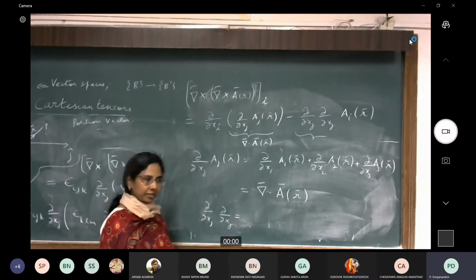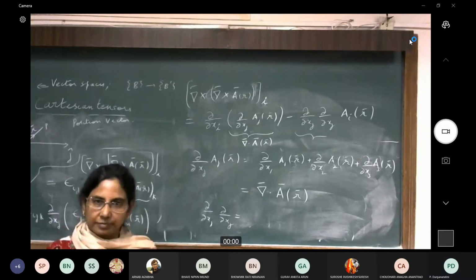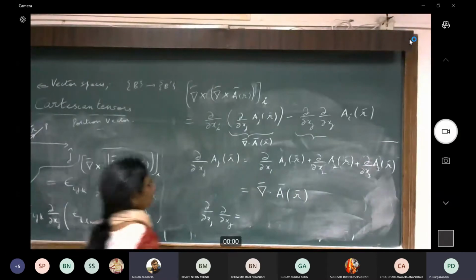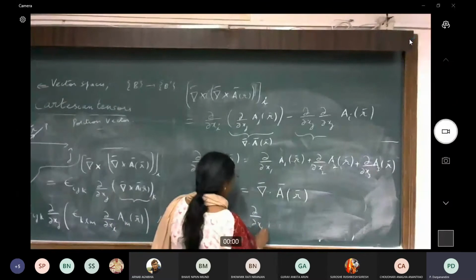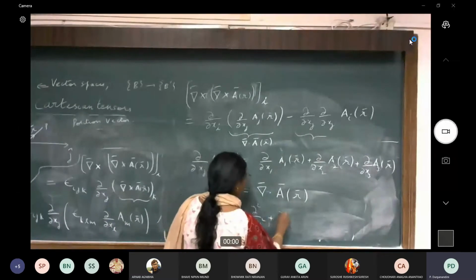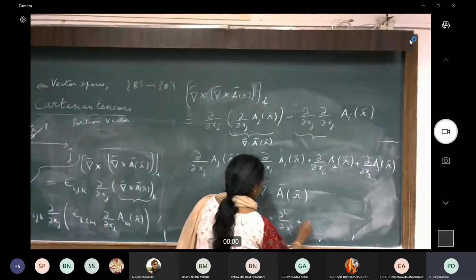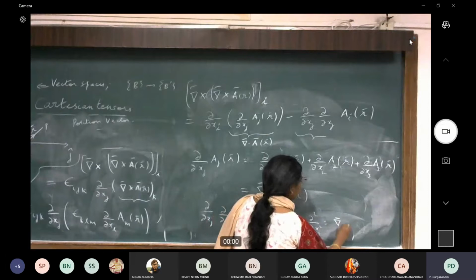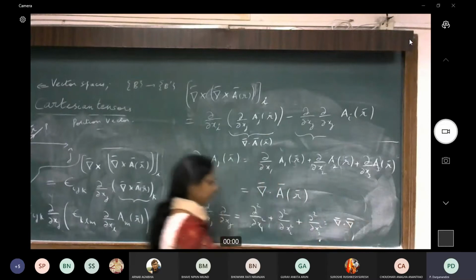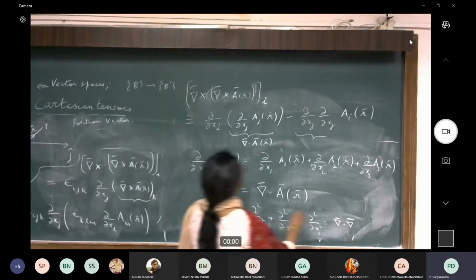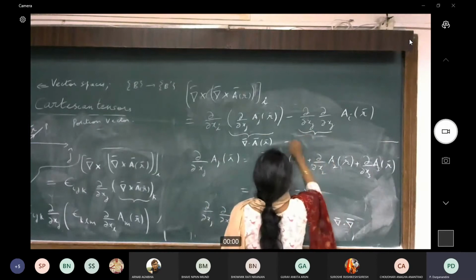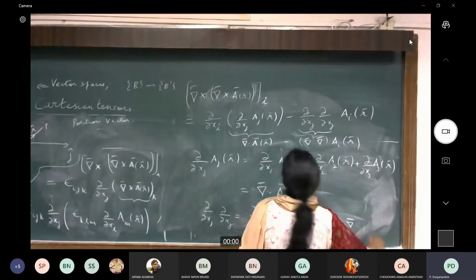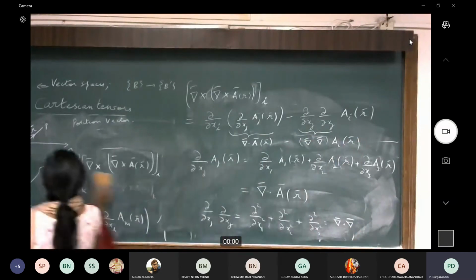J will take values. Del square operator. This is nothing but your del square operator. Very good. Because this is nothing but del square by del x1 square plus del square by del x2 square plus del square by del x3 square. And this is nothing but your del dot del. So what you will find here is that this part is nothing but minus del dot del of Ai of r.